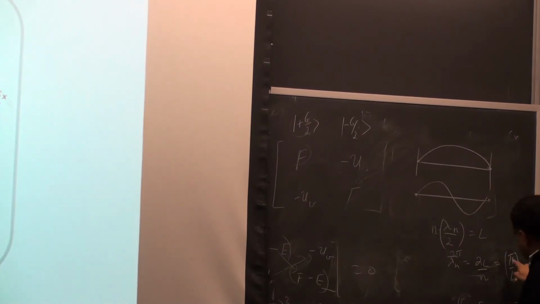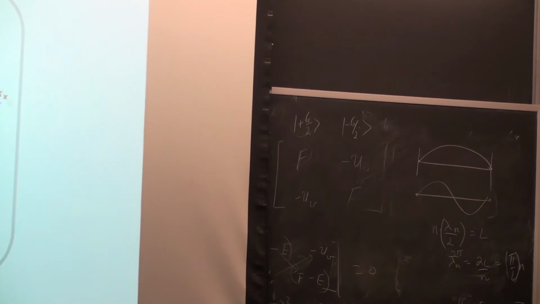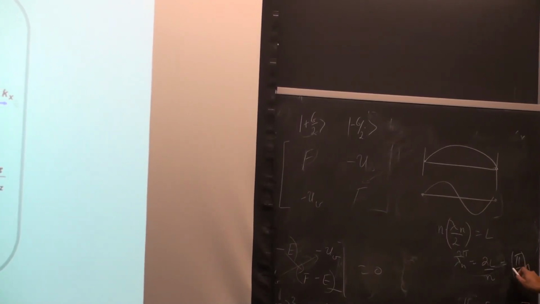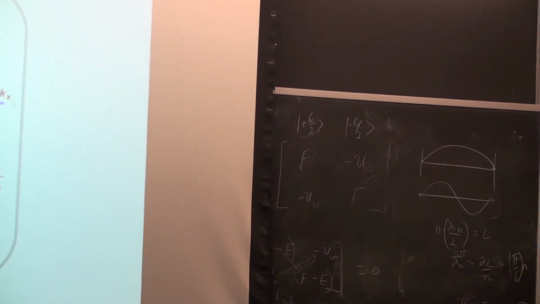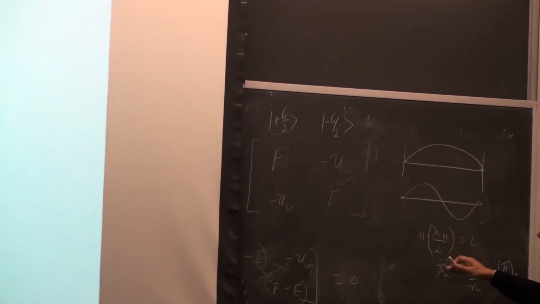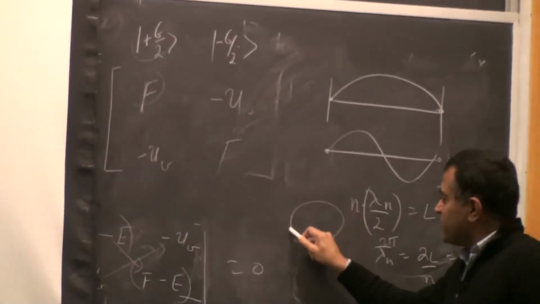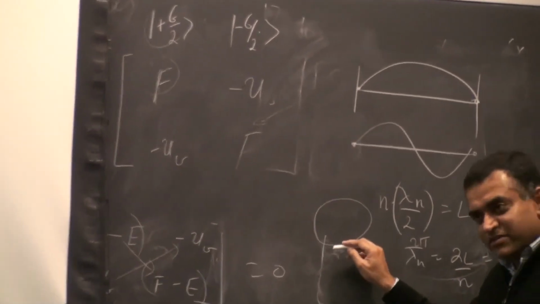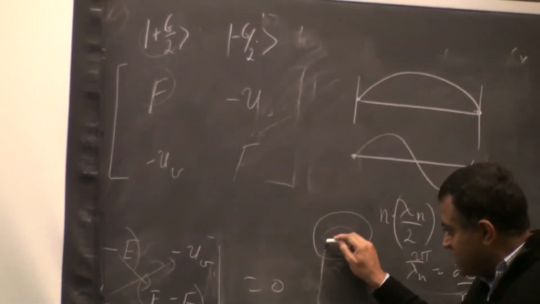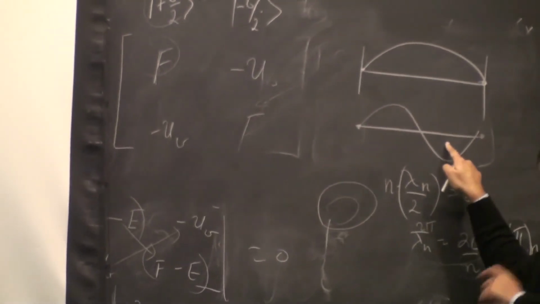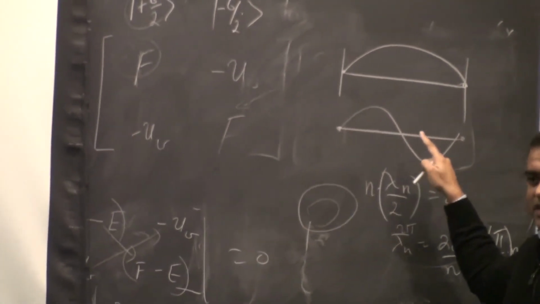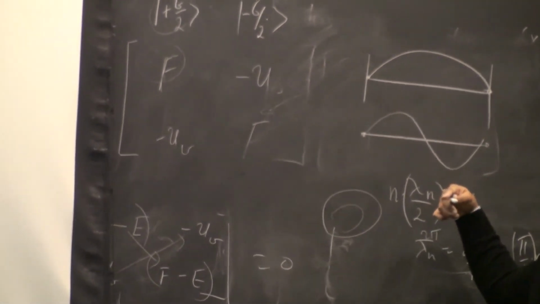That's not 2 pi by L. So now physically what it really means is, here's the physical meaning. In a ring, you have a sense of clockwise and counterclockwise. In this, in a 1D problem, there is no such sense.